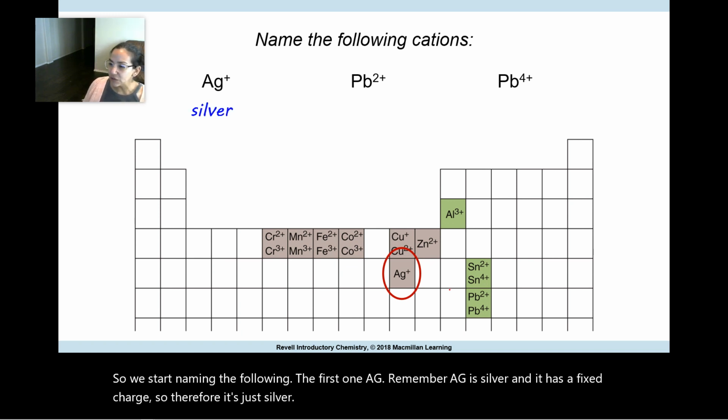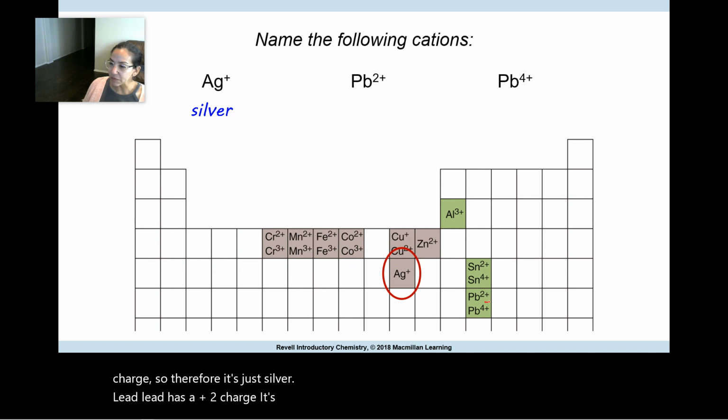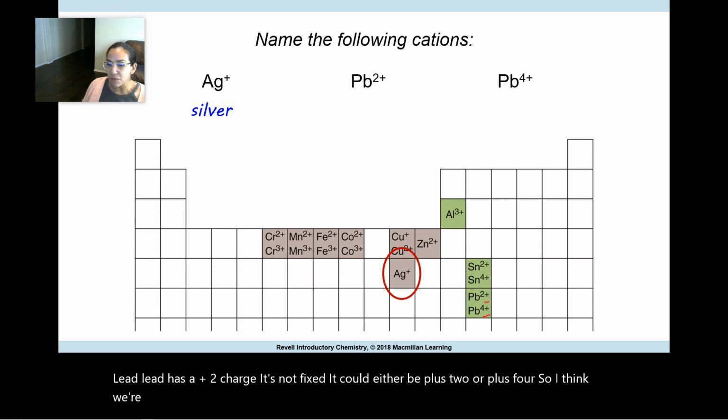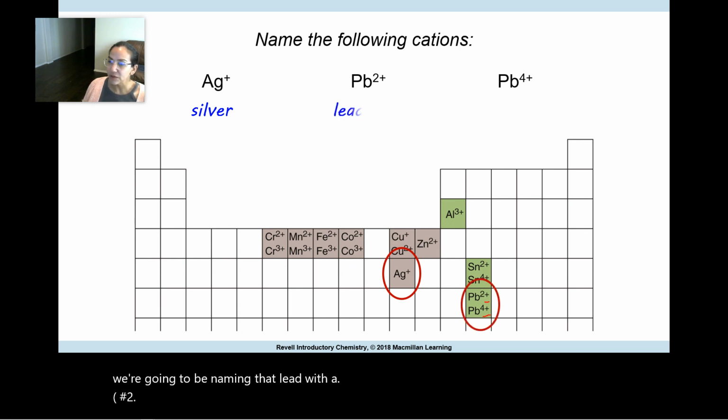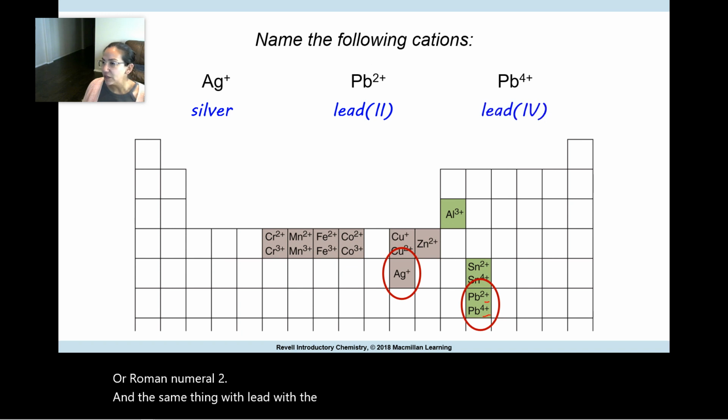Lead has a +2 charge. It's not fixed. It could either be +2 or +4. So I think we're going to be naming that lead with a parentheses number 2 or Roman numeral 2. And the same thing with lead with a +4 charge, lead with Roman numeral 4.